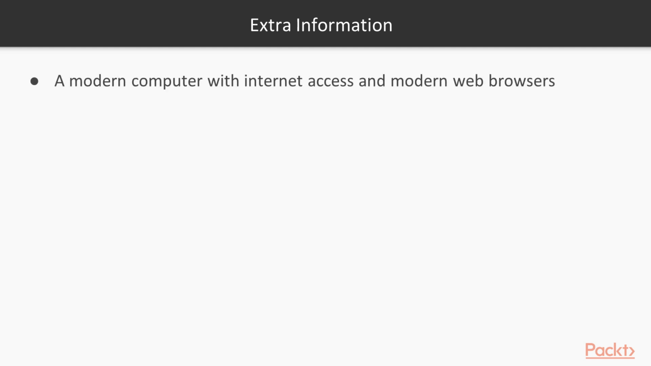As for some extra information, you should have the following system requirements, configurations, and tools in order to do the exercises in this course. You need to have a modern computer with internet access. I'll be using it to download and fetch software packages directly from the internet, so it's important you have internet access at all times.